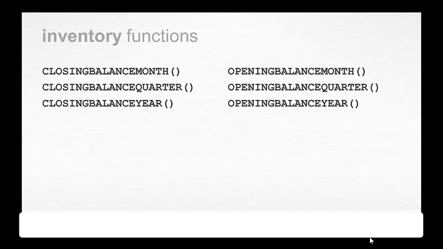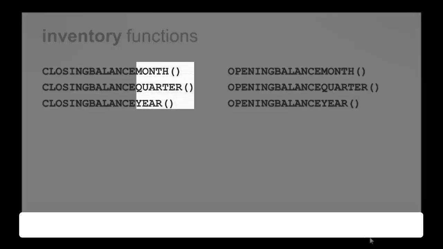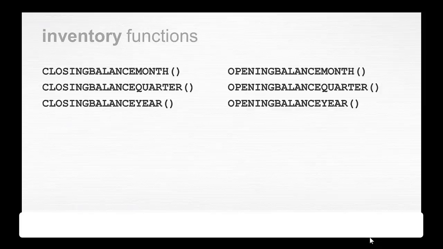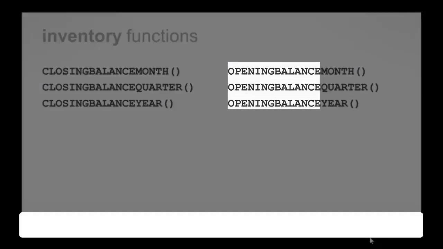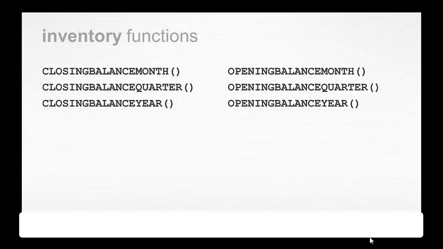Next up is what I call the inventory family of time intelligence functions. There are 6 of them, and they follow a pattern. It's closing balance, and then either a month, quarter, or year. And then the other 3 are opening balance, and again, month, quarter, and year. And as always, these are best explained in the context of an example. So let's switch over to Excel and look at it there.